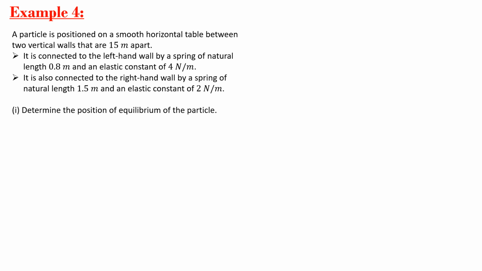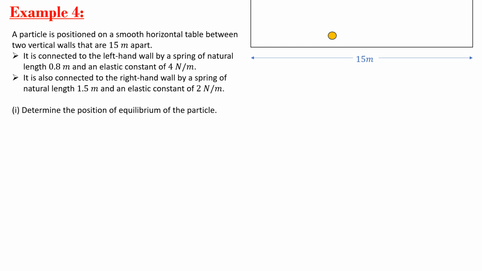So we're looking horizontally rather than vertically now. So here are my two walls and the table. They are 15 meters apart, and we have a particle somewhere. And the question we're being asked is to determine the position of equilibrium. So remember, equilibrium means that everything is balanced. So in this case, our forces to the right are going to equal our forces to the left. We don't know exactly where that position is. That's what we're being asked to figure out.